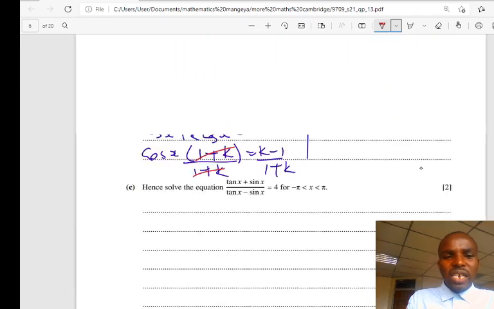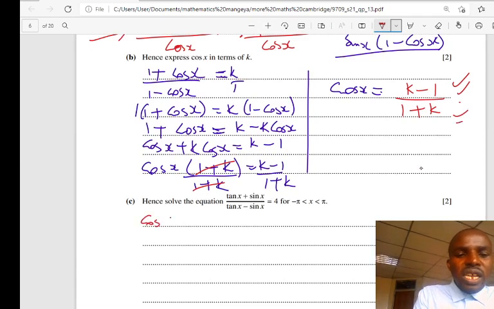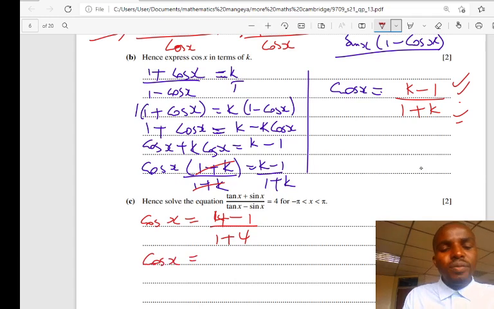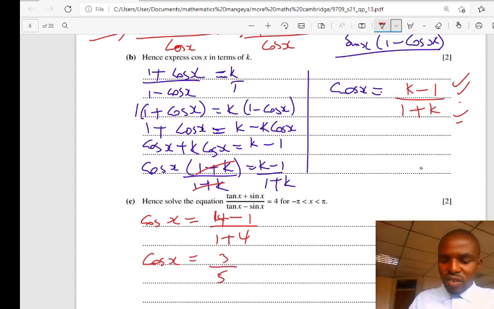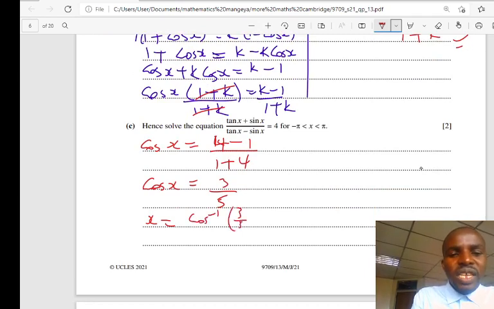Then you come here, you put k as 4, right? Just use this one. Put k as 4. So you say cos x is equal to k minus 1, which is 4 minus 1, over 1 plus 4. Where there's k, put 4. It will be cos x is equal to, then 4 minus 1 is 3 over 5. Like this. After that, you can say x is equal to arccos of 3 over 5.